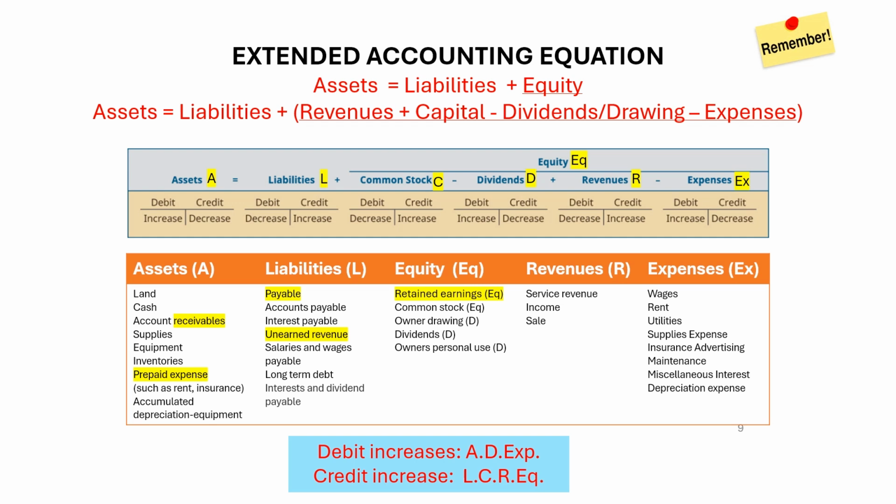Unearned revenue is a liability because the company has received money but has not yet delivered the service. Prepaid expenses are assets because they provide further benefits. This slide encompasses all the important rules and components and the key accounting principles. I highly recommend that students remember the content of this slide.